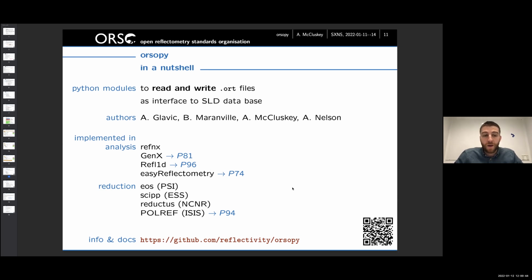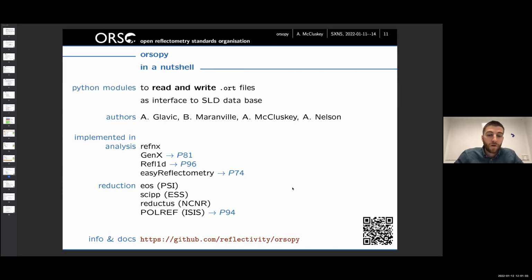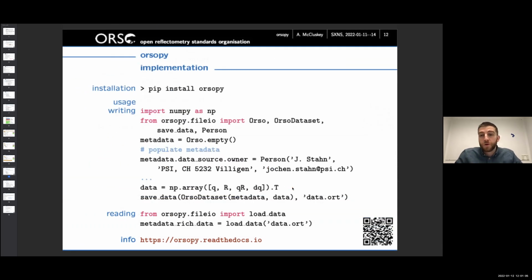If you're using any of the analysis softwares mentioned on this slide, so RefNX, GenX, Ref1D, or Easy Reflectometry, then you're able to read in these data files. And for some of them, for example, GenX actually offers additional functionality above and beyond what's normally available. The software is all completely open source and available on GitHub. So you can go and have a look, and if you're interested, contribute yourself. Using OrsoPy is really simple. It's pip installable. So if you're familiar with Python, there's a Python package manager that you can install OrsoPy from.